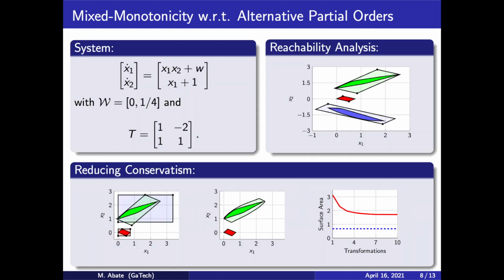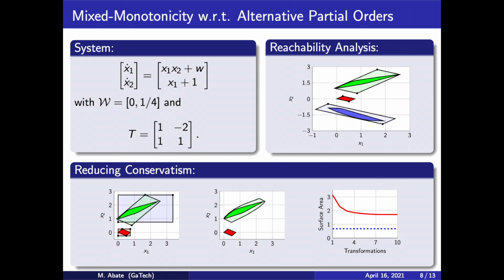Okay, so now the procedure looks something like this. We're going to start with our system, shown in the upper left, and we're going to also take a transformation matrix arbitrarily chosen here, and we're going to use these to construct transformed dynamics. What we're then going to do is apply the mixed monotonicity procedure to the transformed dynamics. This allows us to compute parallelogram approximations of reachable sets for the initial system. So I'm showing here on the upper right just how forward reachable sets can be computed using this technique, and also backward reachable sets. So the red region is your initial set.